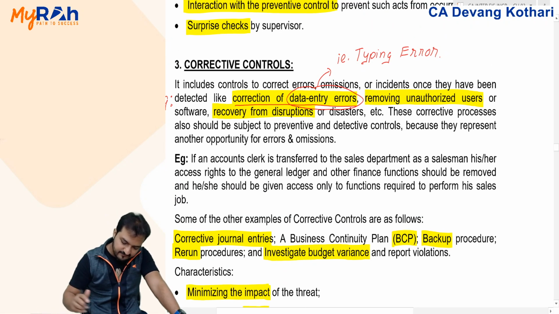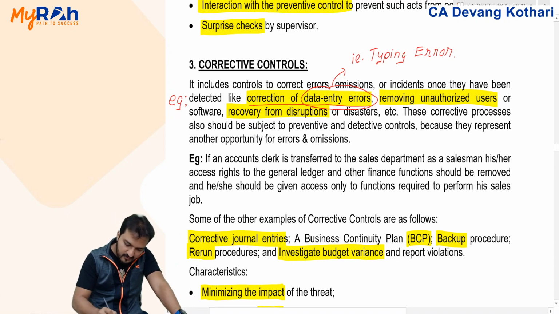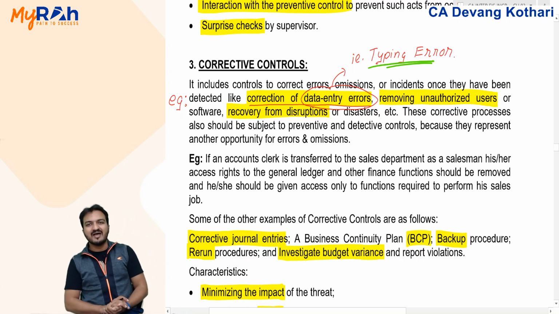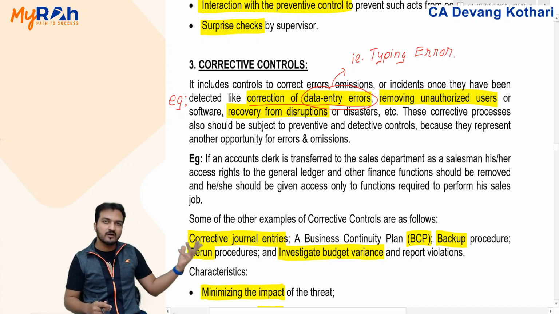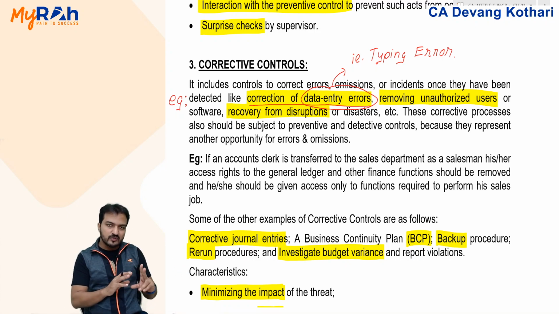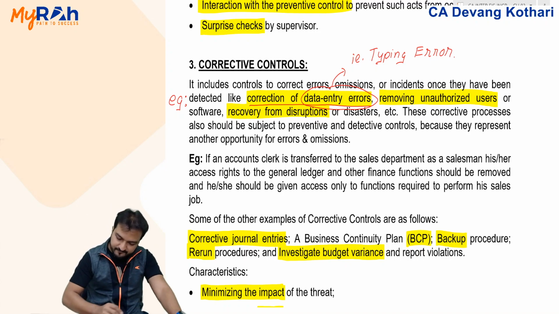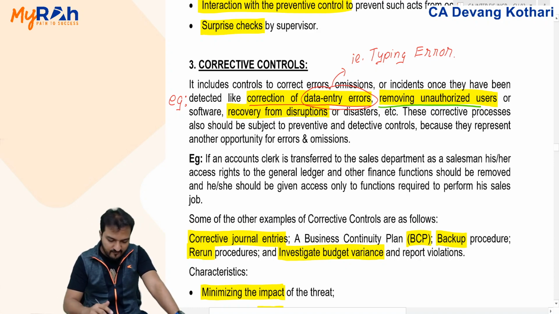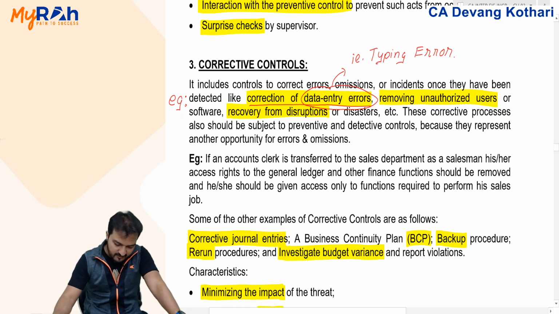Corrective controls are to correct the error that has happened. For example, correction of data entry errors, like typing mistakes. Microsoft Word has autocorrect features. Now these autocorrect features are basically a type of corrective control. It will correct the errors that you make in typing. Removing unauthorized users is also a corrective control. Recovery from disruptions is also an example under corrective controls.